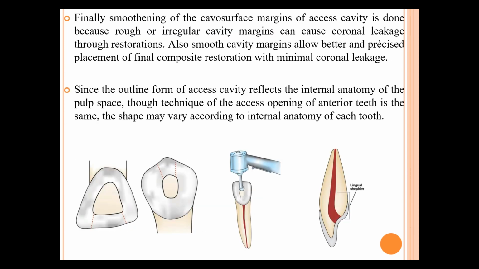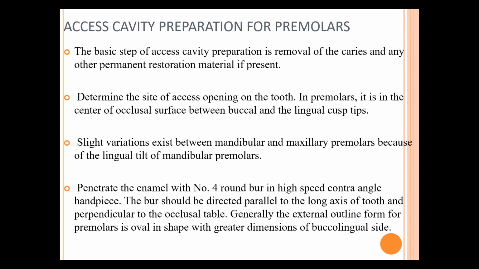Finally, smoothing of the cavosurface margins of the access cavity is done because rough or irregular cavity margins can cause coronal leakage through restorations. Also, smooth cavity margins allow better and precise placement of the final composite restoration with minimal coronal leakage. Since the outline form of the access cavity reflects the internal anatomy of the pulp space, though the technique of access opening of anterior teeth is the same, the shape may vary according to the internal anatomy of each tooth.